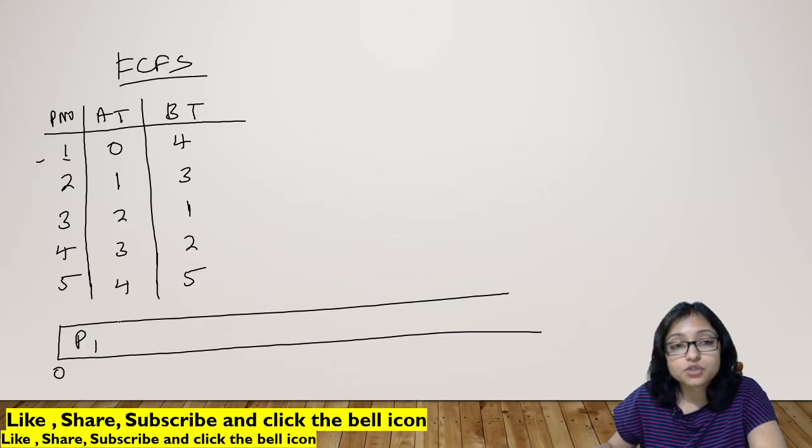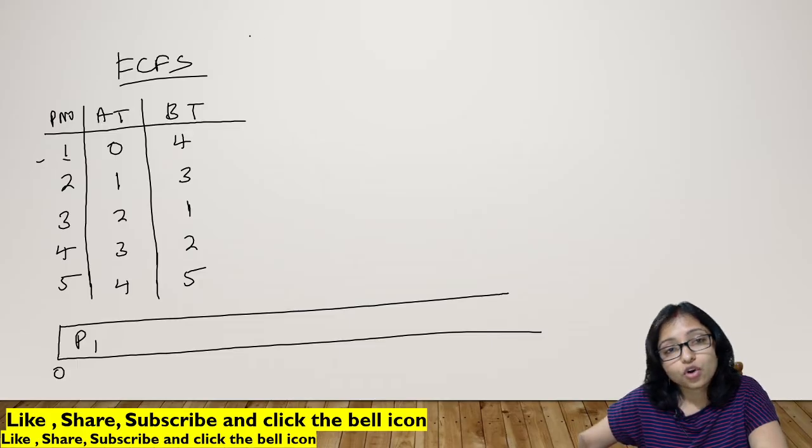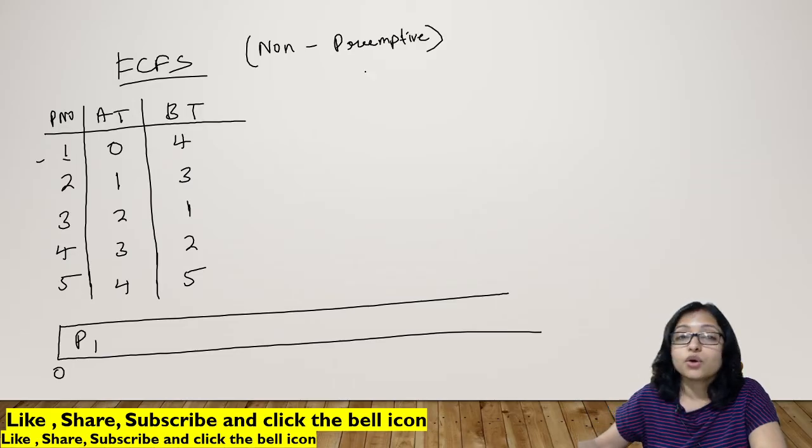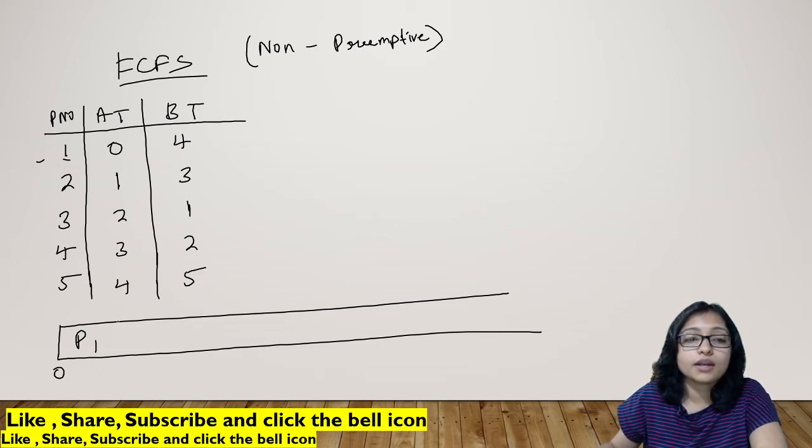And this is a non-preemptive algorithm, there is no preemption. Whenever it is getting the chance, it will complete the task. So P1 will complete its task at 4.